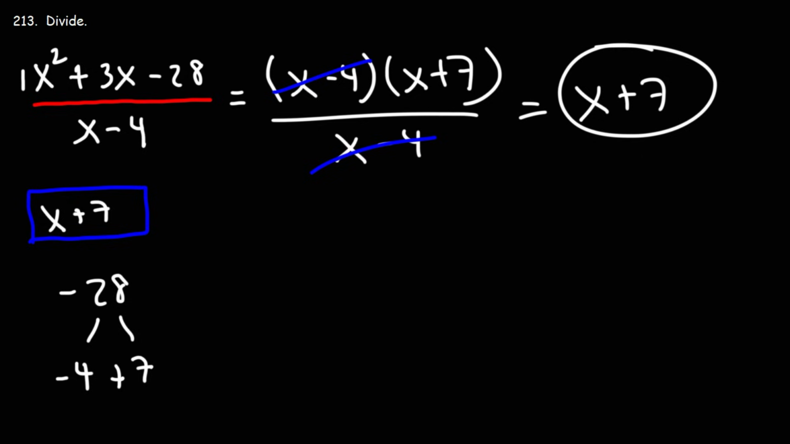So whenever you're dividing a trinomial by a binomial, you can factor, which is a lot easier, or you could use long division to get the same answer.